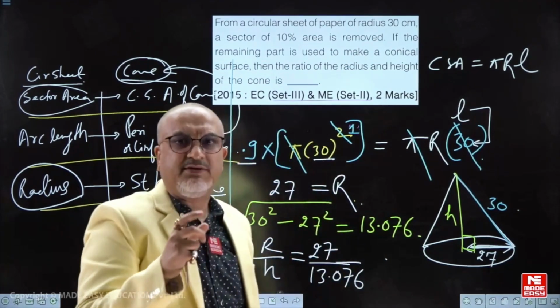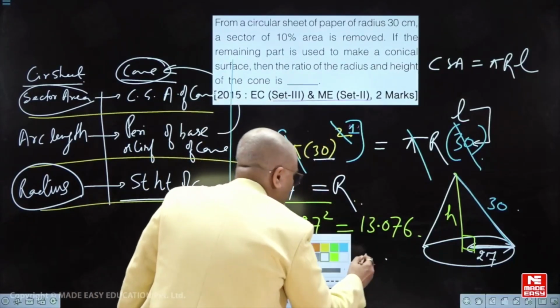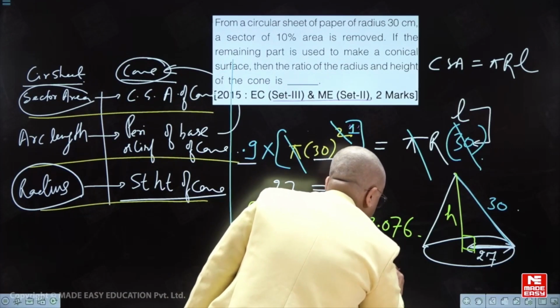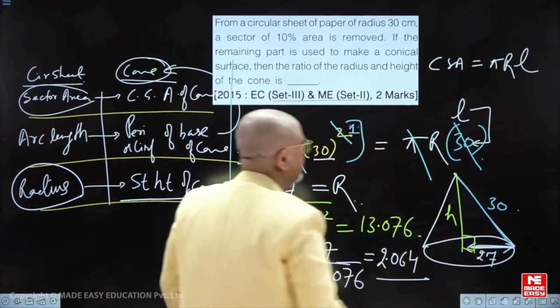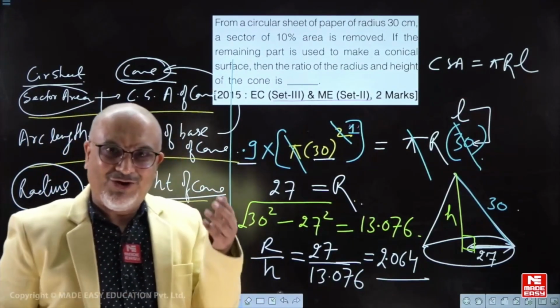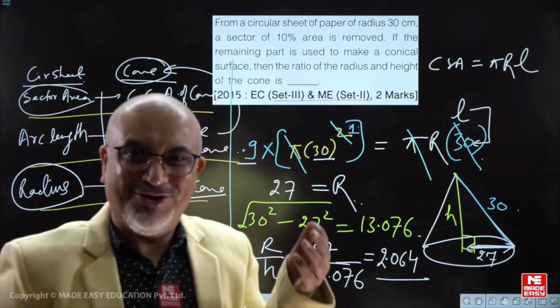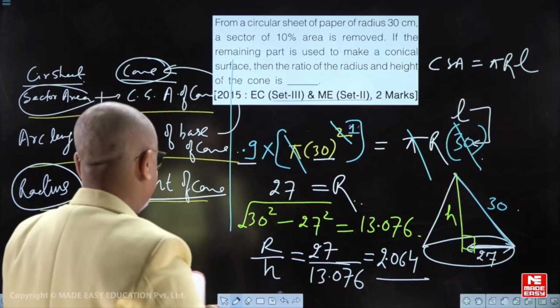The value is approximately 2, but in NAT we need to mark the actual answer, that is equal to 2.064. This value is 2.064. It's a GATE question, so easily we can do it through a calculator. That is one method. Let's see how wonderfully it can also be done in another way, a very interesting way out here.